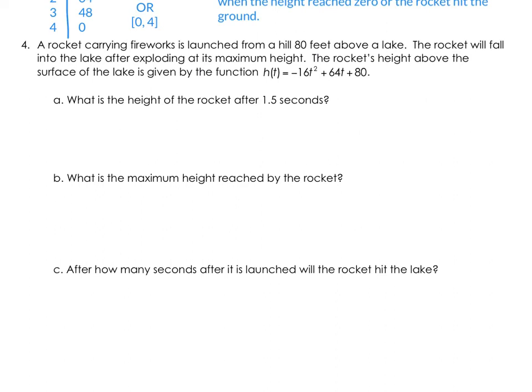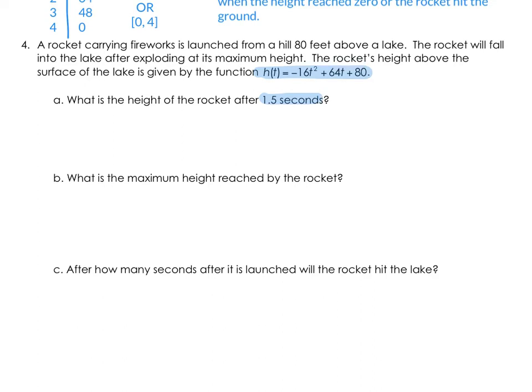The next question says, a rocket carrying fireworks is launched from a hill 80 feet above a lake. The rocket will fall into the lake after exploding at its maximum height. The rocket's height above the surface of the lake is given by this function, h of t equals negative 16t squared plus 64t plus 80. What is the height of the rocket after 1.5 seconds? So the first question is giving me a t value.